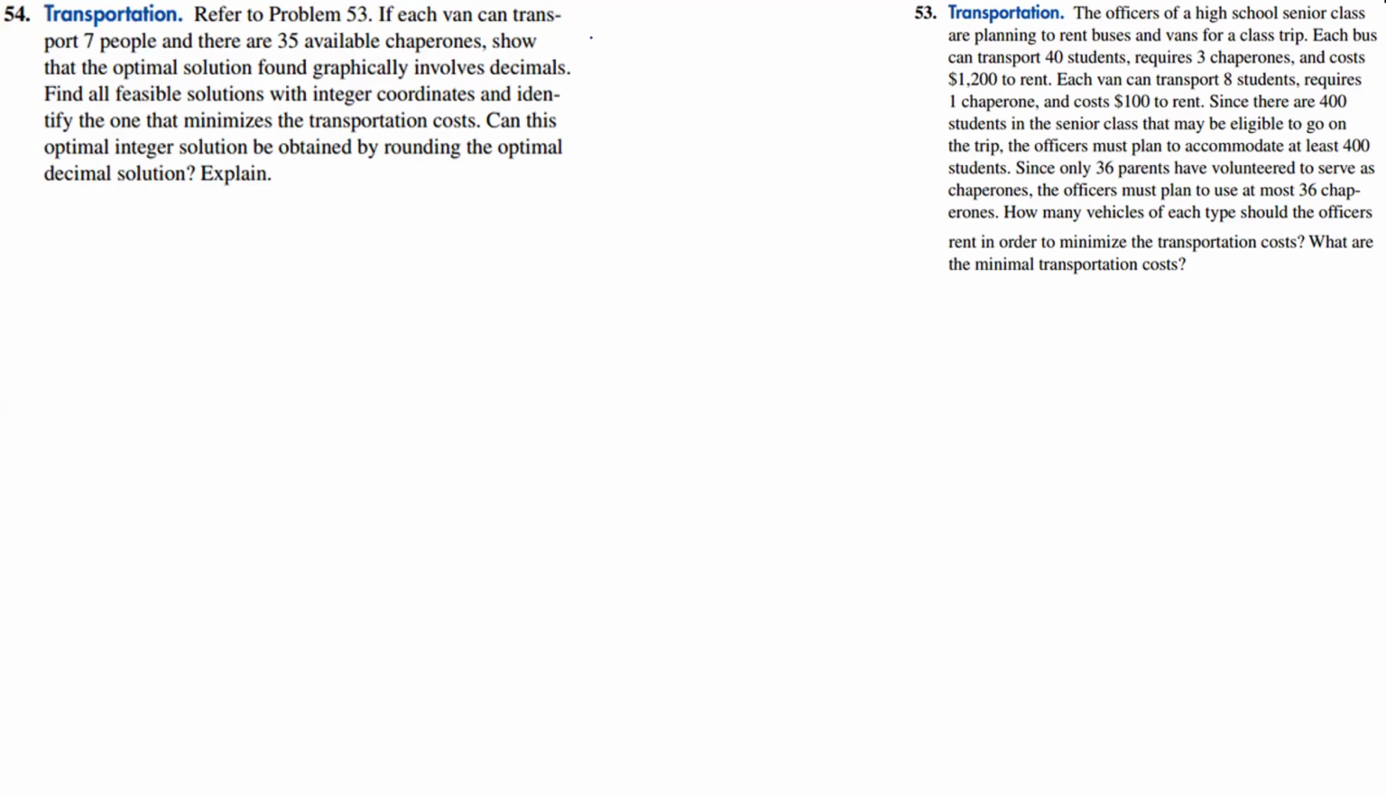Let's let x equal the bus and y equal the van. And the key here now is that it's 7 people instead of the eight, I think. Yeah. And the bus is still 40 students, so that's still 40. And what else do we know? Instead, we have only 35 chaperones instead of 36 in this problem.